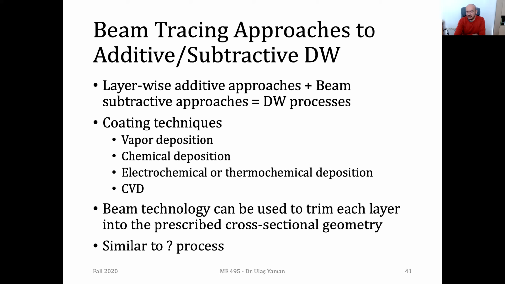So it's very similar to the sheet lamination process. In one of them, you have some sheets of material put on top of each other, and then, if you remember, after one level, we were doing some machining. And this approach is very similar to that. We have a layer of material, and then we do some machining with the help of these beams. And you can use any beam technology, and you can use any coating technology.